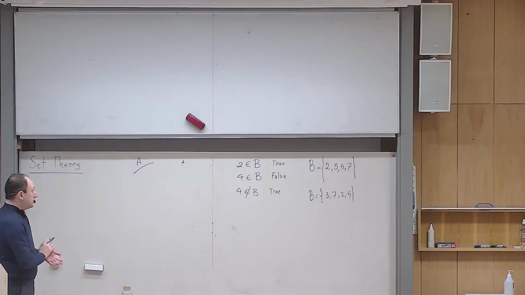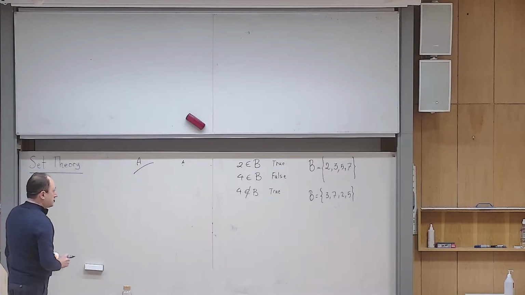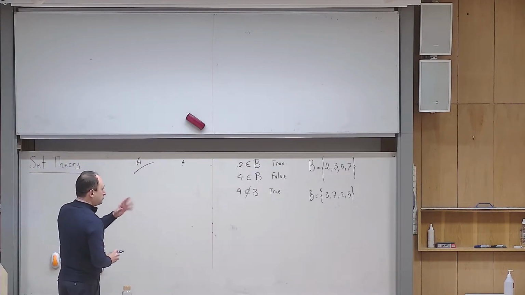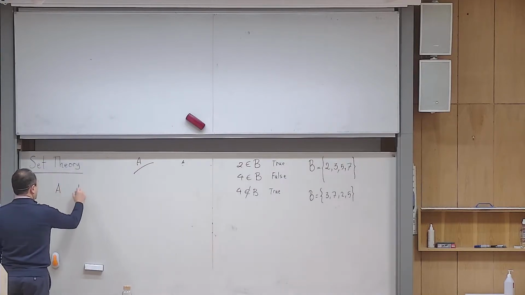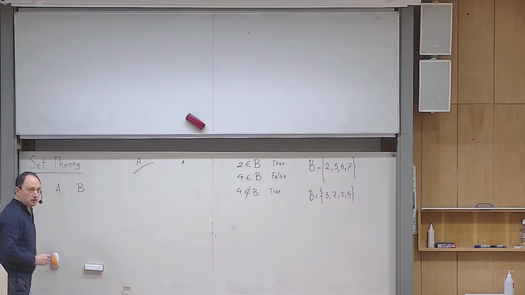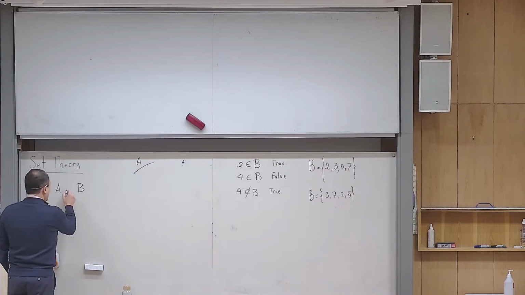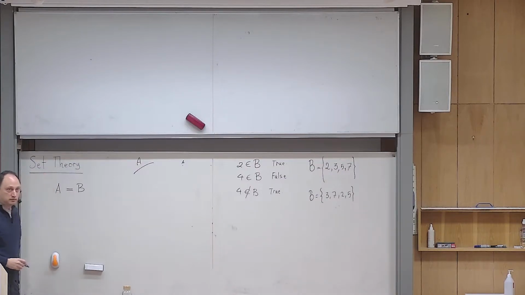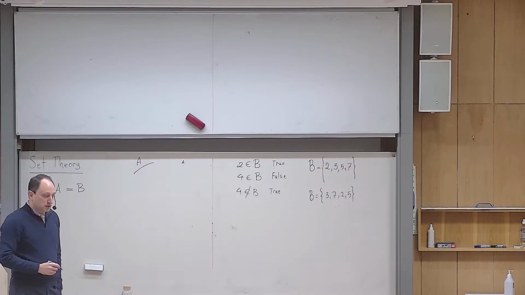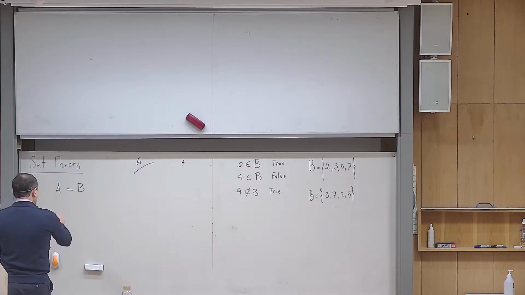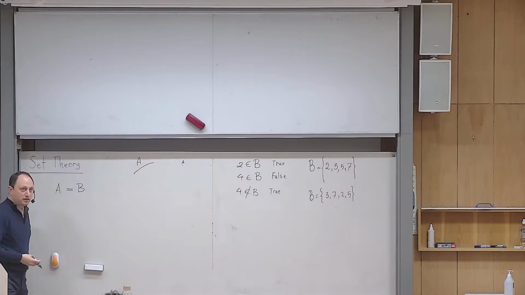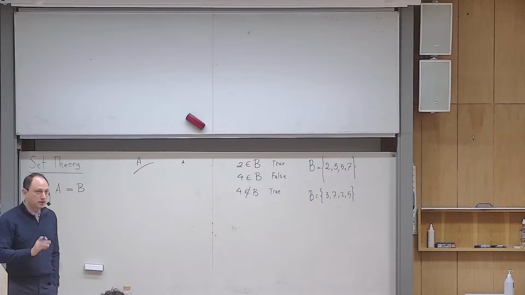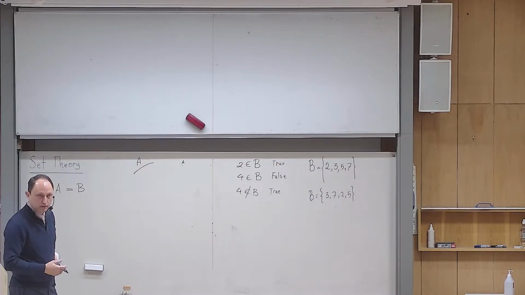Okay, so now, first of all, when two sets are equal, assume that A and B are two sets. We want to see when we call them equal. Okay? So they are called equal if they consist of exactly the same elements. Okay? Irrespective of the order of the elements.